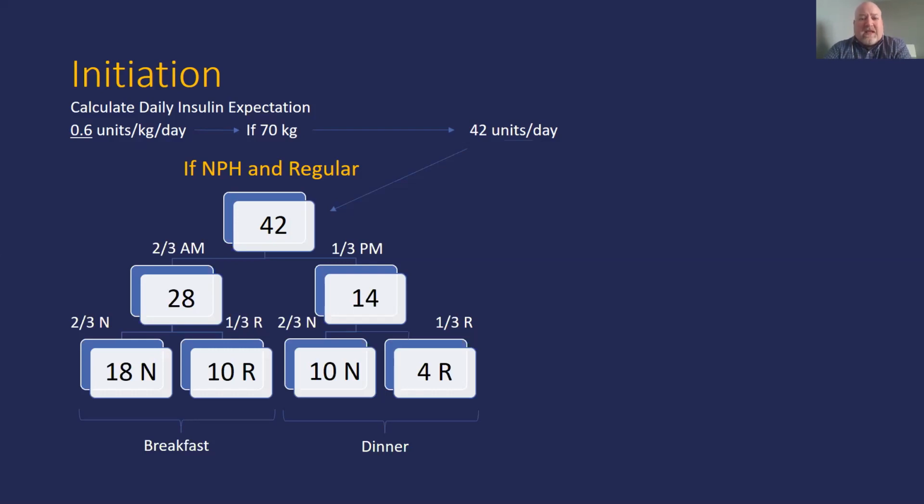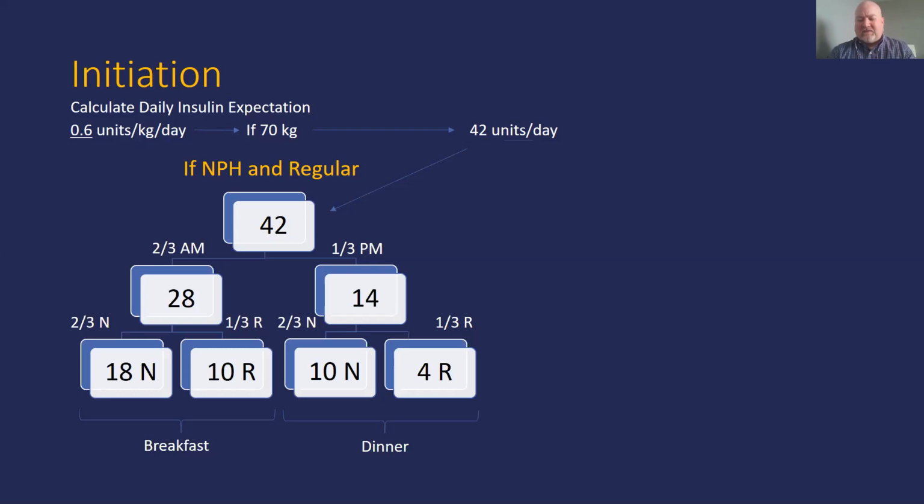So if you were to start a full-on regular and NPH regimen, this could be a way to approach it. I'd honestly still probably start them off with a typical dose of NPH of about 10 to 20 and start with 5 units of regular at those 2 meals of breakfast and dinner as well, and start doing pattern management after that. But this is a way to calculate it.